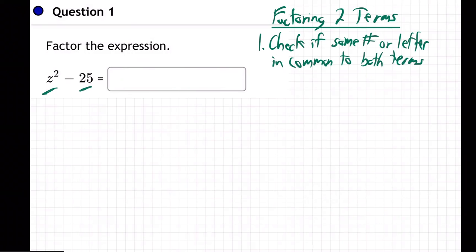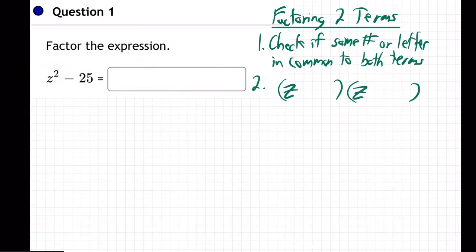So we always have to do that first. We look at z squared and 25 and go, no, nothing. All right, it's good we did that. I just want to remind you that's always what we do first, to see if there's something in common. So step two, we're going to do two parentheses. And of course, we're going to put the z's in the front. I don't think there's any big surprise there, right? Because z times z is going to make z squared.